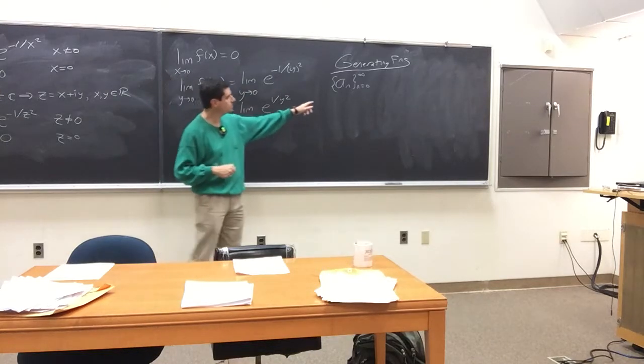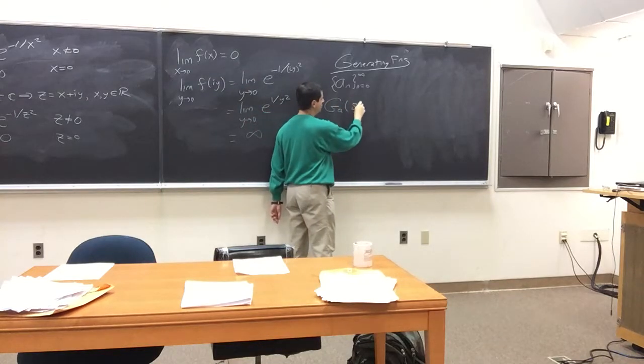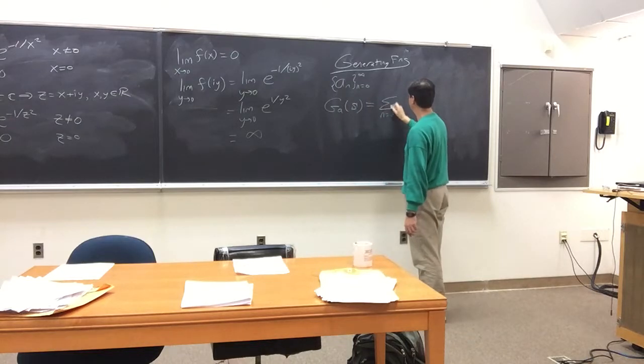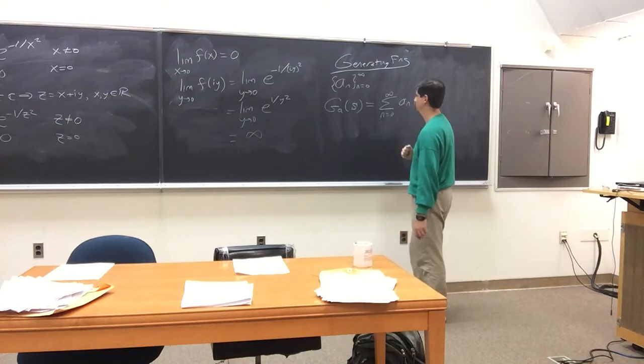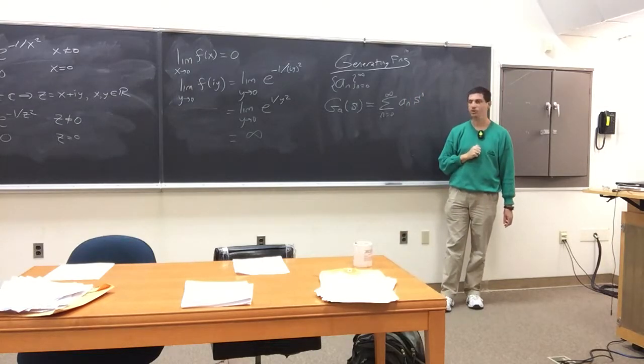So over here, we have some sequence a_n. We're going to form a new function, G_a(s), and I hate that we use the letter s, is going to be a sum, n goes from 0 to infinity, of a_n s^n. You always want to think about notation.